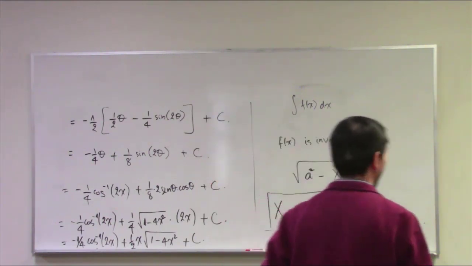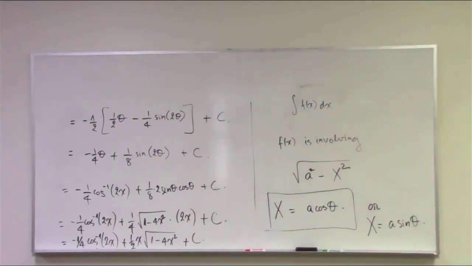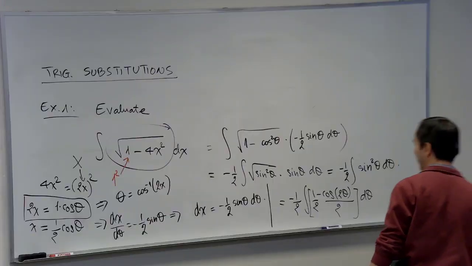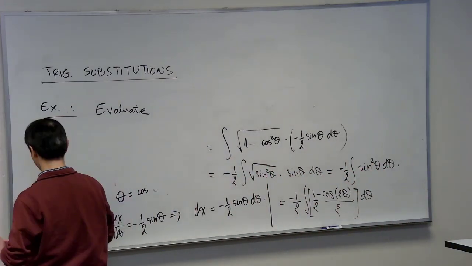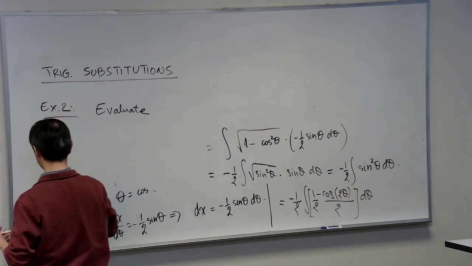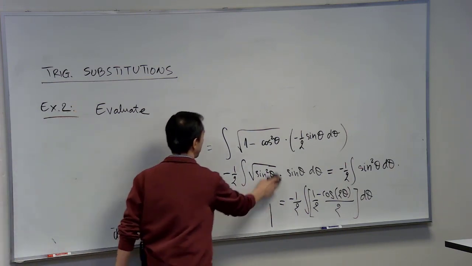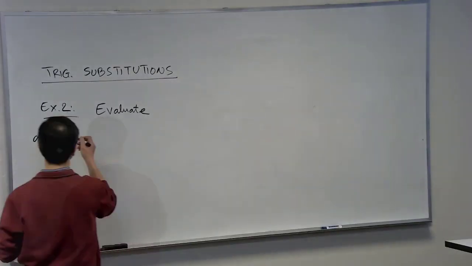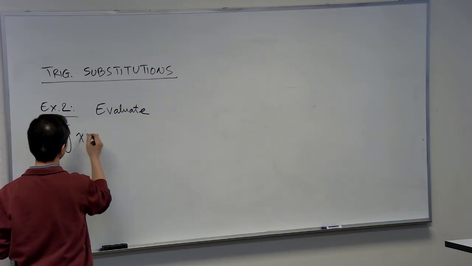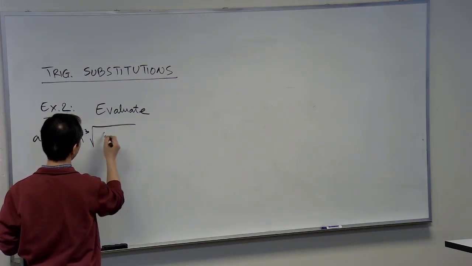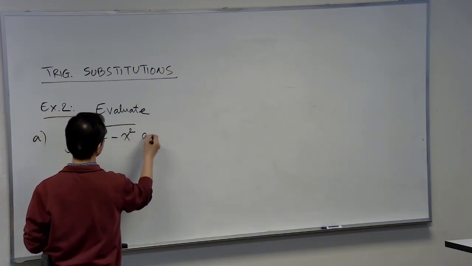And so now we're going to apply that to a few problems to get more experience. Example 2. In this example 2, I'm going to throw in a few different problems here. Okay, so part A, we've got a problem like this. How about the integral of x cubed square root of 4 minus x squared dx?